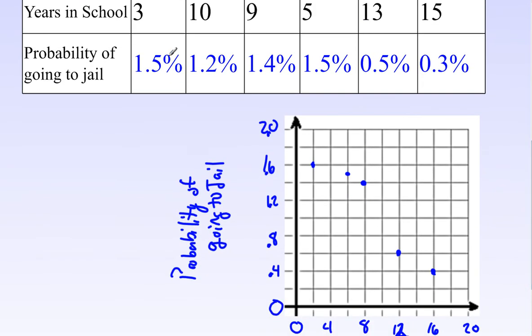Alright, good. We're just on the bottom now. So 3, 3, and 1.5. 10, 1.2. 9 years of school. Oh, well, that's 10. Okay, 9 is here. 9, 1.4. 5, 5 is here. 1.5. 13, 0.5. So that's 6. 5 is here. And 15, 0.3.